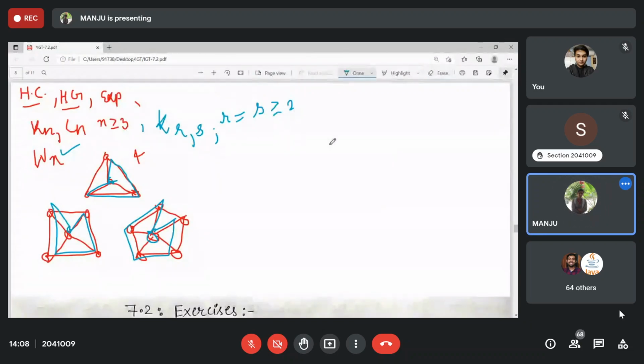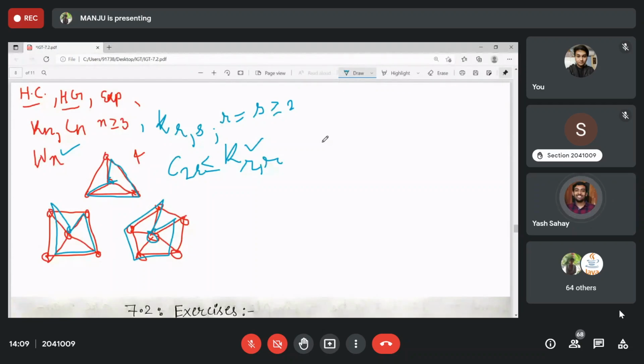K_{R,S}, and which cycle is present in this one? C_{2R}. That becomes its Hamiltonian cycle, and hence this graph becomes a Hamiltonian graph. What about the Petersen graph? Not Hamiltonian, not Eulerian.